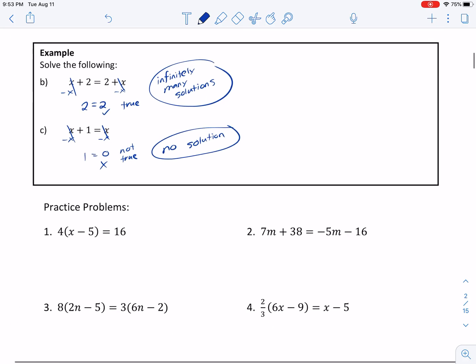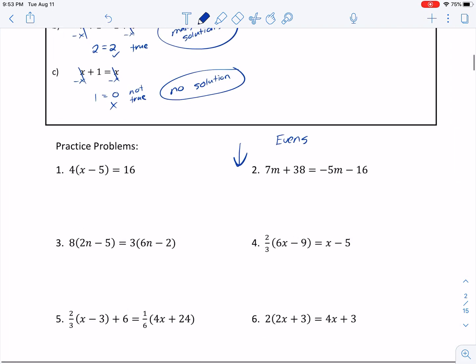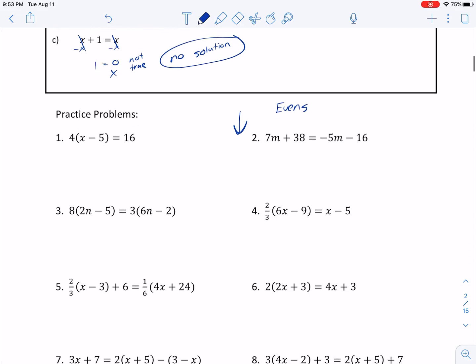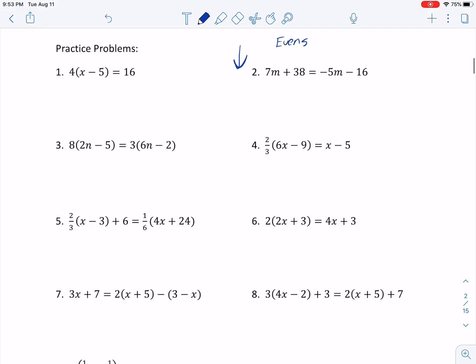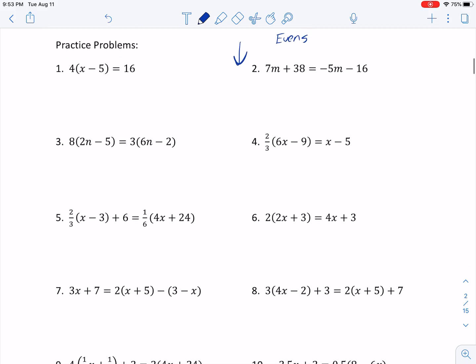Okay. Why don't you try the evens for practice right now? So that would be 2, 4, 6, 8, and 10, and then the odds will be for homework. Okay. So you guys can go ahead and work through these evens, and then I will have the solutions on here for you when you are done.